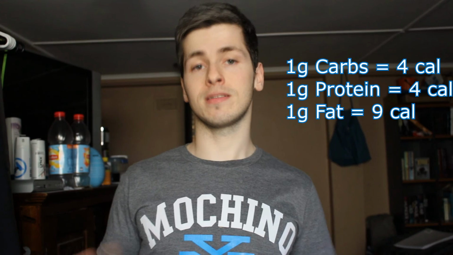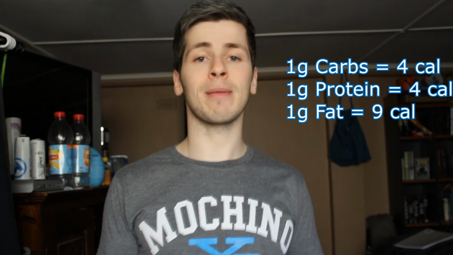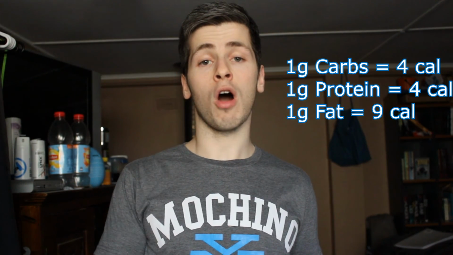Now, to turn grams into calories, so how many grams of carbohydrates equals what calories: 1 gram of carbohydrates equals 4 calories, 1 gram of protein equals 4 calories, and 1 gram of fat equals 9 calories. So all you have to do is multiply the numbers. So for example, if I eat 10 grams of carbs, that's 40 calories. See how it works like that.